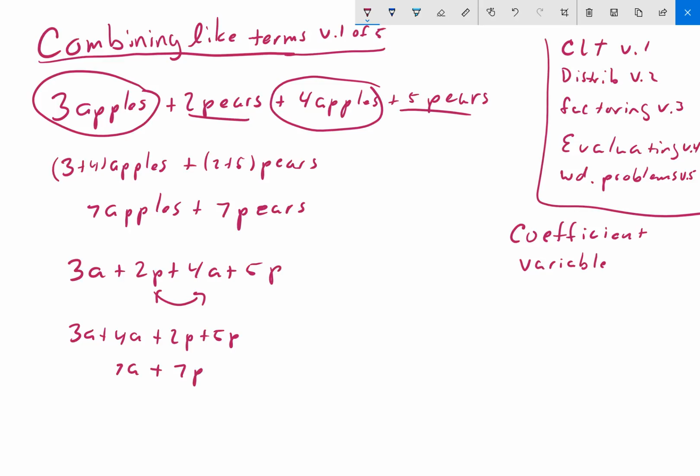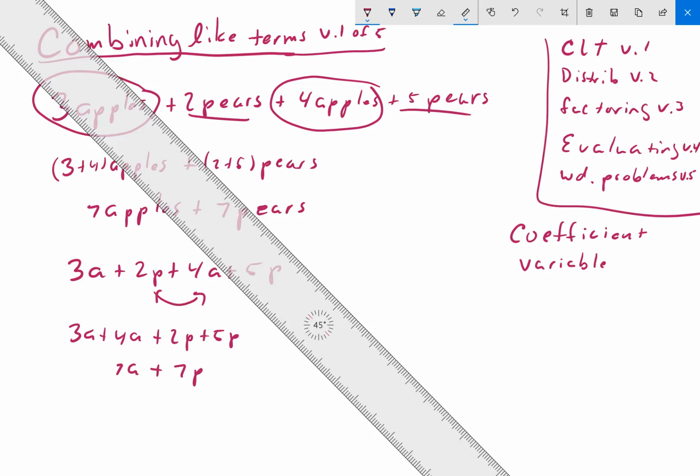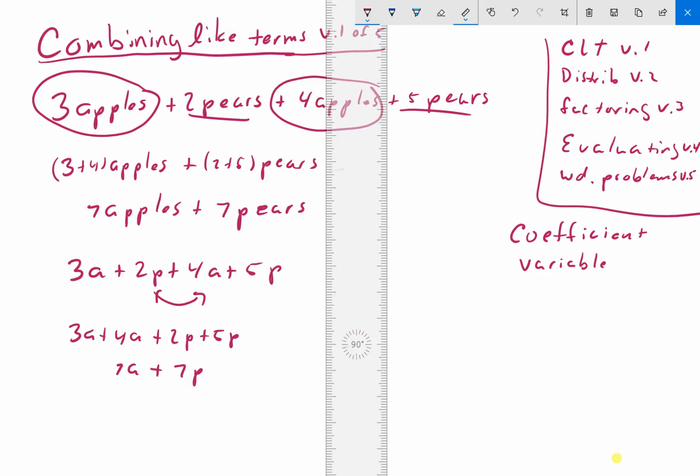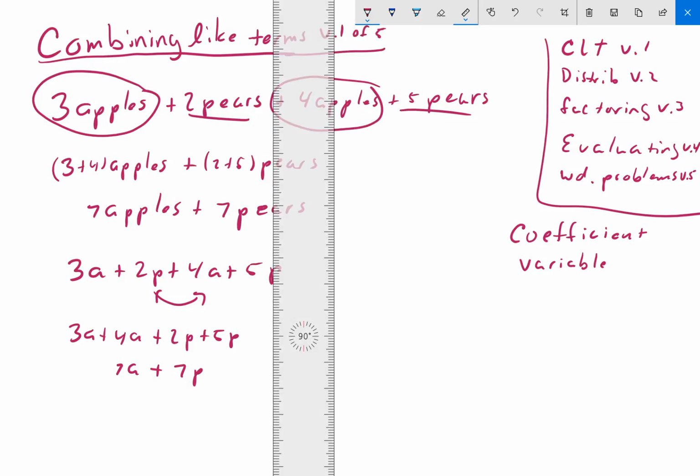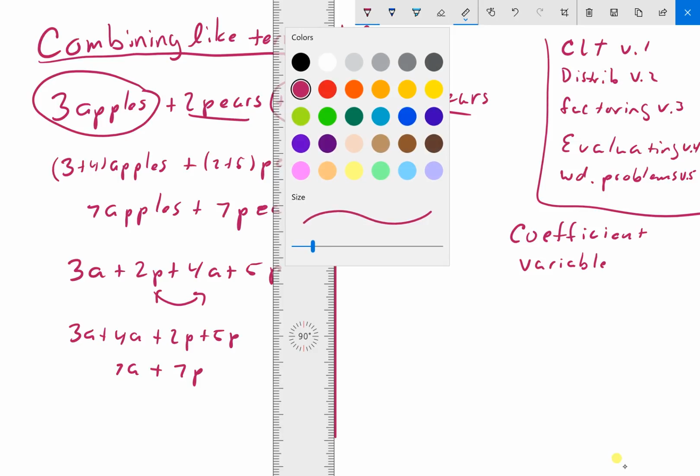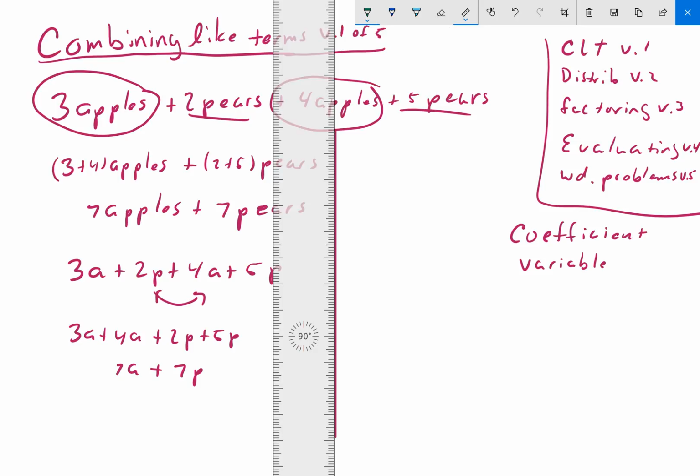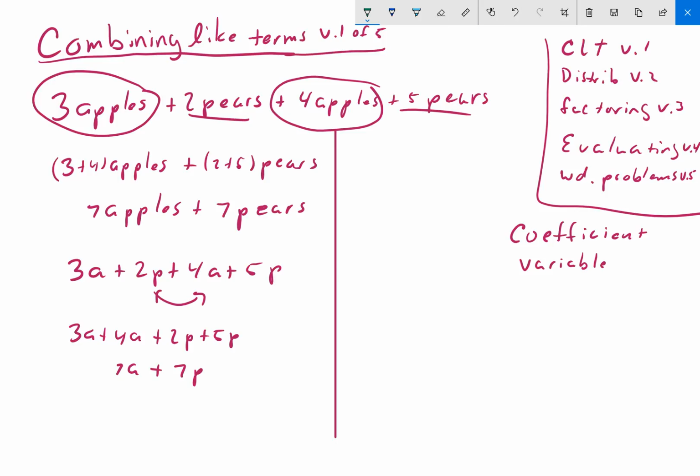Now, if you're just seeing this for the first time, you might be saying, well, that doesn't seem terribly difficult. So I'm going to explain why students sometimes struggle with this. So let's say I had something a little bit trickier.